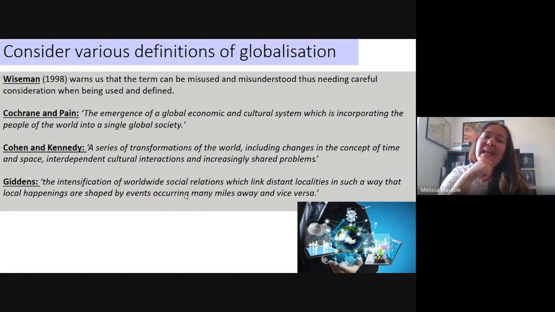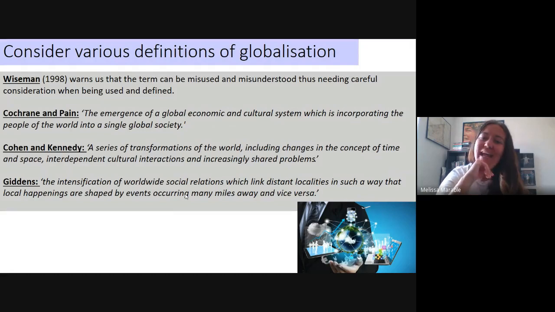Let's look at Cohen and Kennedy. They say that globalisation is a series of transformations of the world, including changes in the concepts of time and space, interdependent cultural interactions, and increasingly shared problems. Now, what's the difference between Cochrane and Payne and Cohen and Kennedy? What are the differences between them?